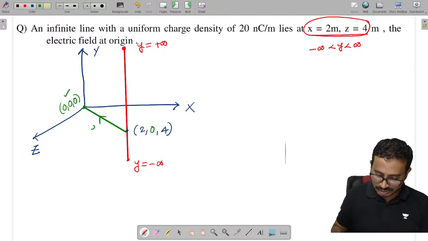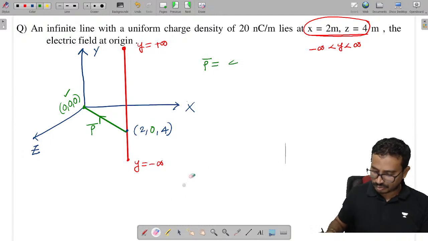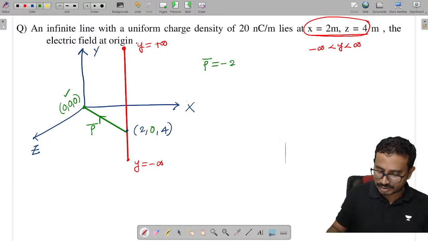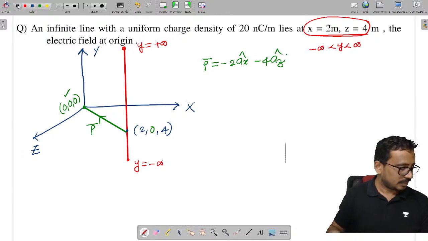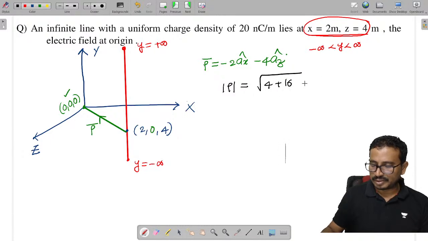So from this we can get the rho vector. Final point minus initial point, which is given as minus 2 ax minus 4 az. Now we can find the magnitude of this rho, which is the square root of 4 plus 16, which is equal to root 20.